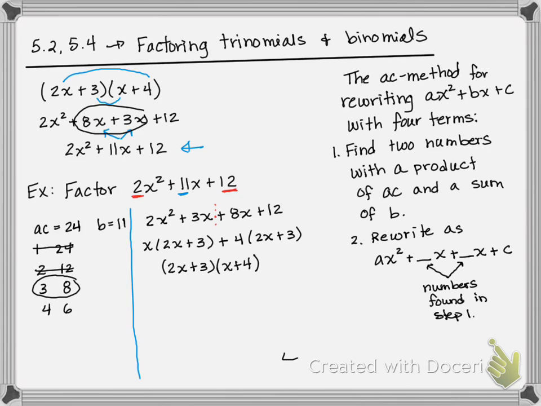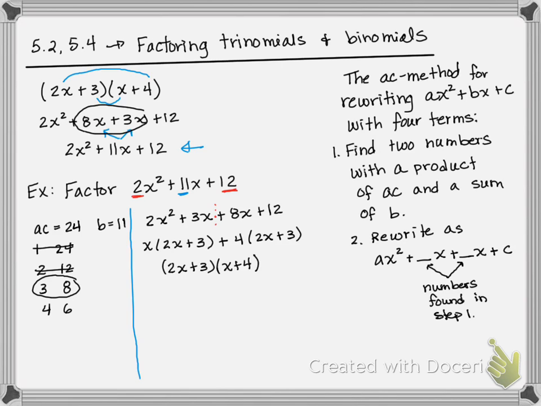Another benefit of this process is that I listed these 4 pairs of numbers. If I had added all of those and none of them added to 11, that would tell me that this polynomial was prime, so that it didn't factor at all. So you don't have to go through the process of guessing and checking all these different possibilities. If you can't find those two numbers, then the polynomial simply doesn't factor.